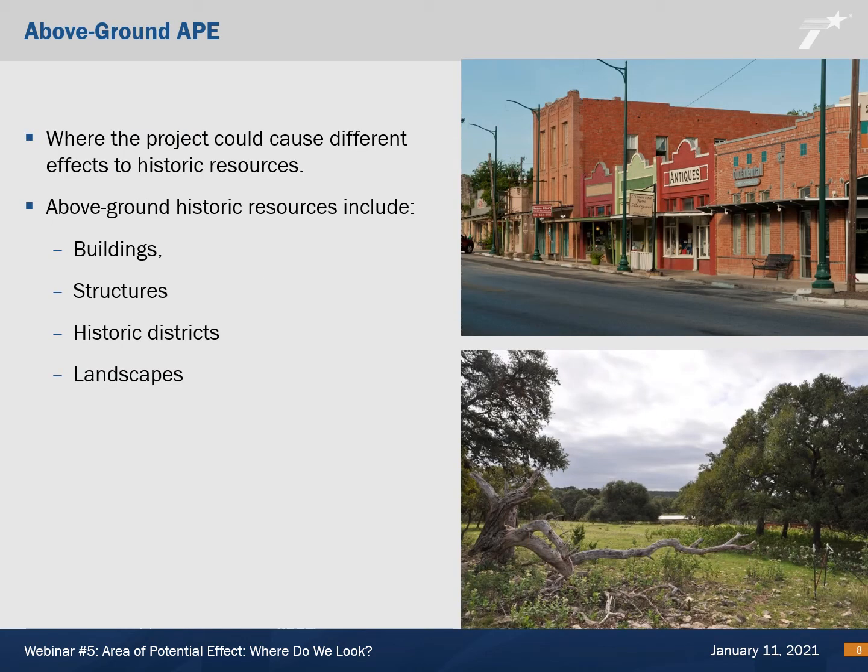In the above-ground APE, our architectural historians look to see how a project could impact historic resources, including buildings, structures, historic districts, and landscapes. The above-ground APE is often bigger than the archaeology APE because it also includes areas outside the project limits where the project could be seen, heard, or felt.